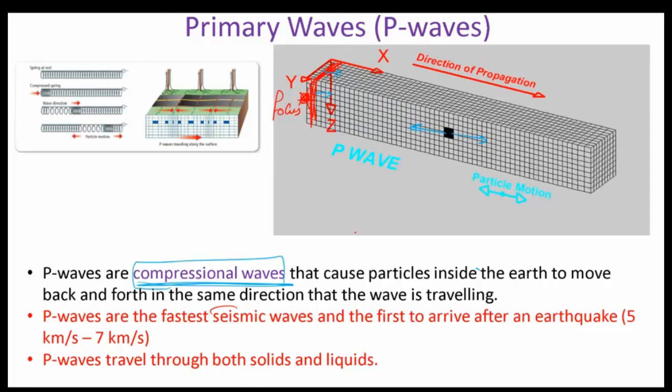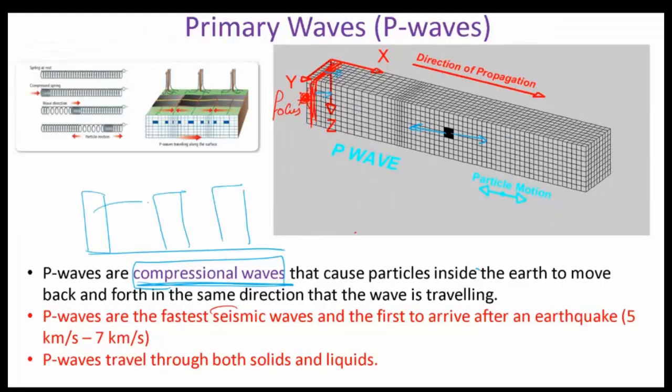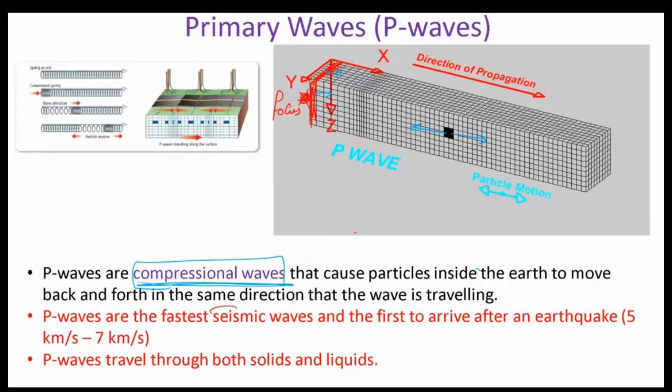موجة تضاغطية. Each layer compresses the next layer. Like if you have some pieces of dominoes. If this one pushes this one, then this one will push the next one, and each one will push the one after that. So the vibration here moves through the domino pieces. So that's a kind of compressional wave.